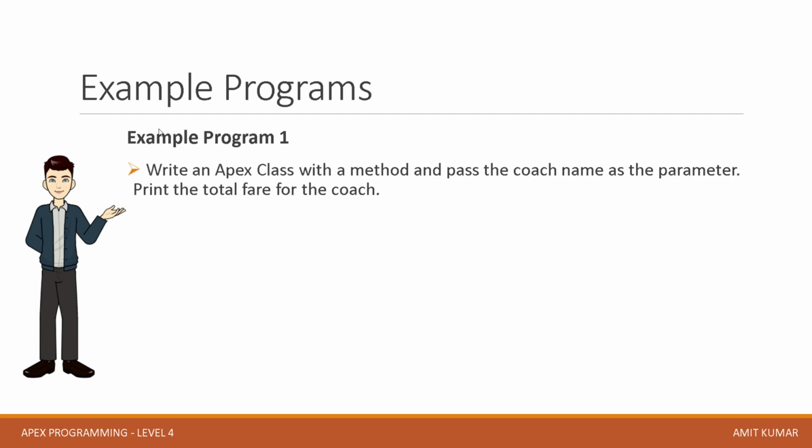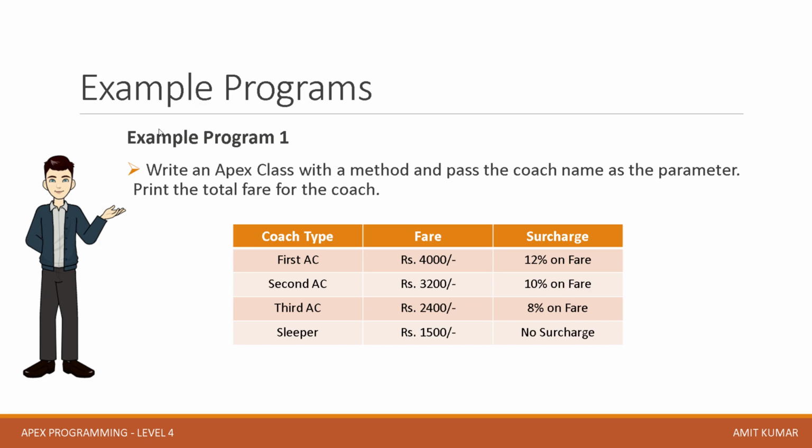Write an Epix class with a method and pass the coach name as a parameter. Print the total fare for the coach, where the coach type and fare is provided to us along with the surcharge on the fare. So we will accept the coach name, which is nothing but the coach type, and we will decide the fare and the surcharge amount according to the coach type and print the total fare the user has to pay for that specific coach for the reservation.